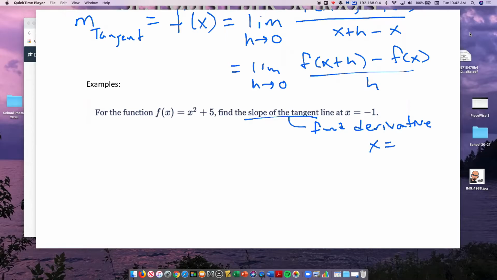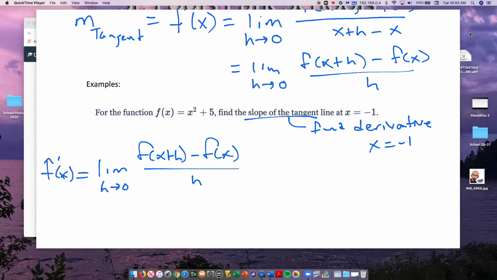When x is equal to -1. So let's go through and show you how you need to do that today and how you need to recognize it today. What we're going to do is say, okay, then f prime of x generically is the limit as h goes to 0 of f of x plus h minus f of x divided by h.